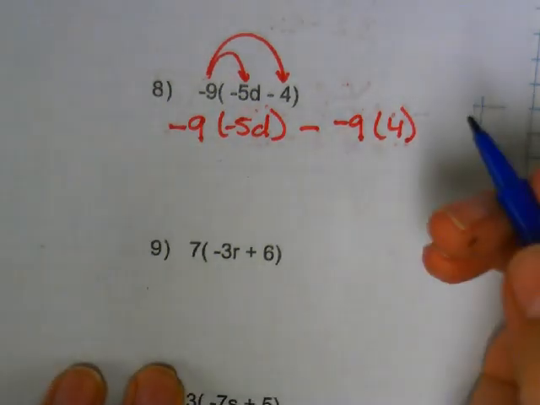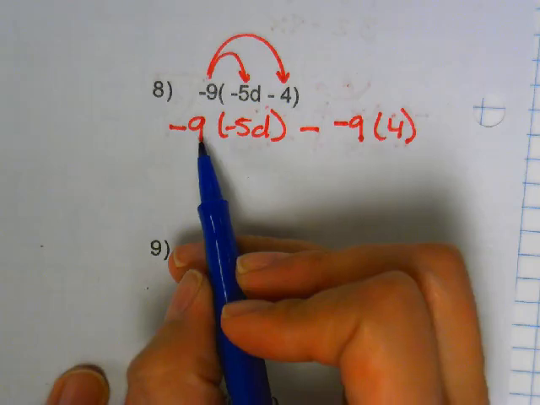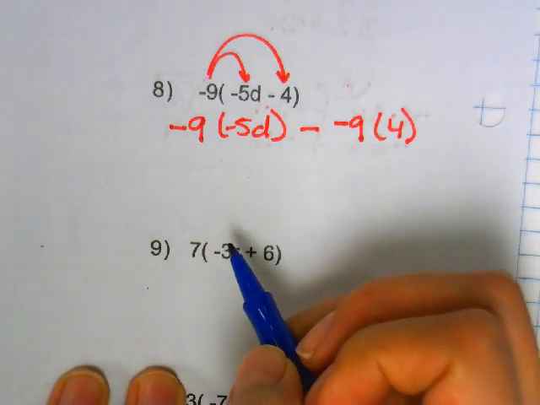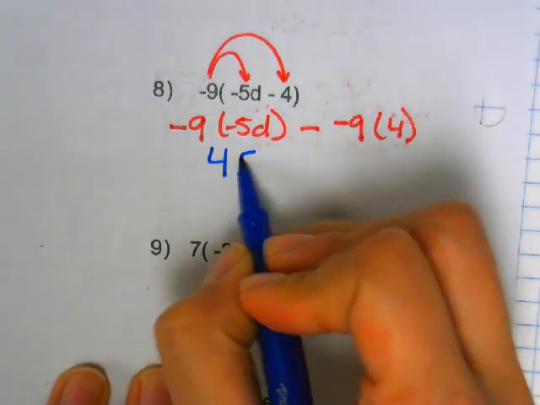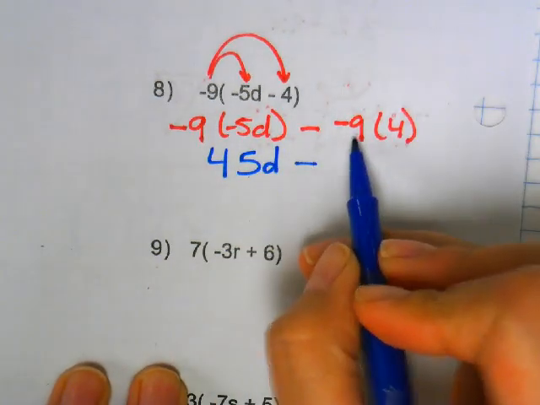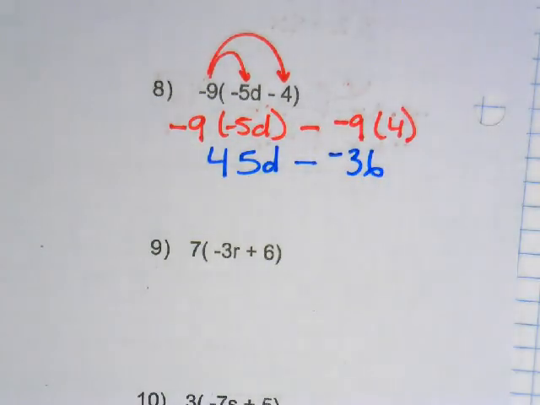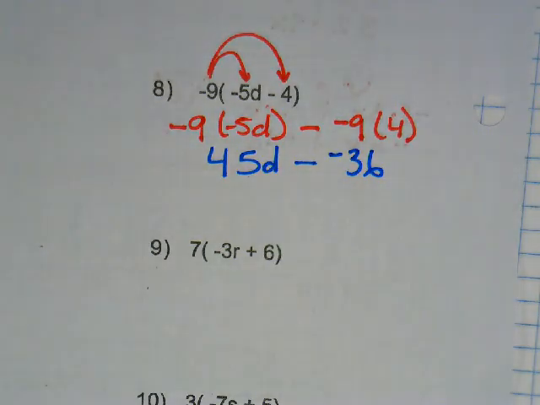All right. Number 8. What's negative 9 times negative 5d? 45d. What's negative 9 times 4? Negative 36. Okay, I'm not done with this problem. Sorry, my bad. Okay, what's this symbol?